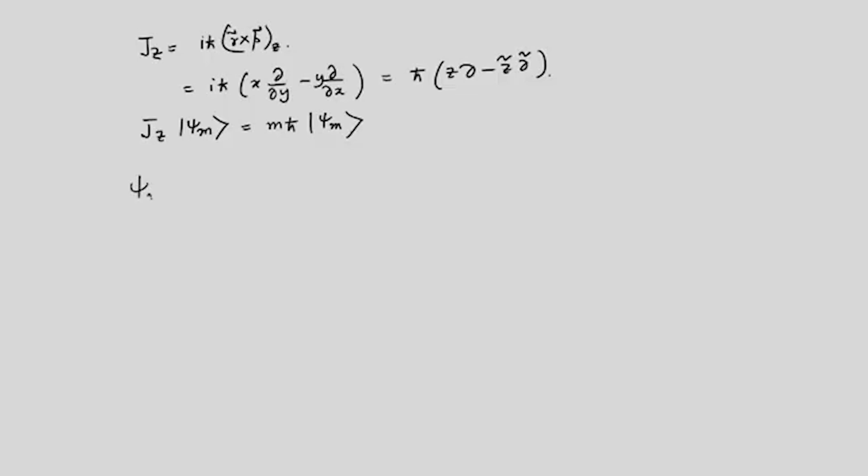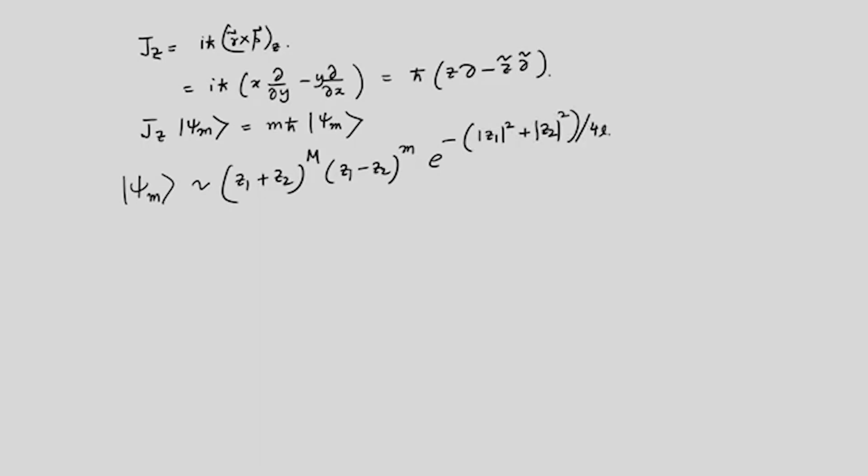This psi can also be written, again the unnormalized thing, as (z1 plus z2) to the power M and (z1 minus z2) to the power m and exponential minus (z1 square plus z2 square) divided by 4 lB square, and so on. So, this is the total coordinate z1 plus z2. z1 and z2 individually are the coordinates of the two particles.